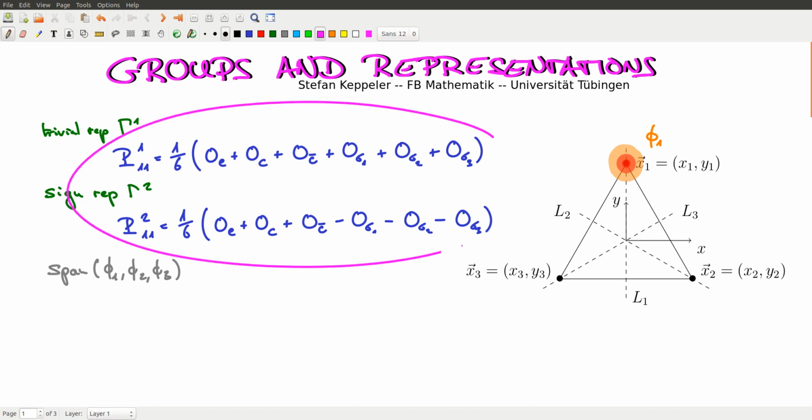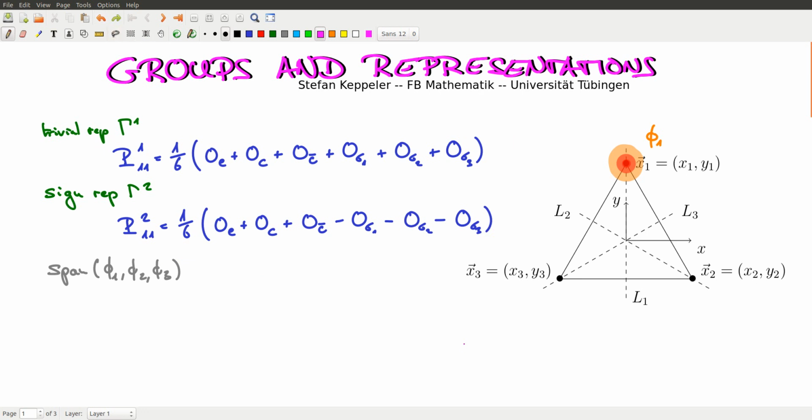Here are two of these generalized projection operators for S3 or D3, the symmetry group of the triangle. And let's use these in order to decompose, say, the span of these functions phi. The functions phi are, say, Gaussians that sit on the corners of the triangle. So phi 1 here sits in corner 1, and then the O operators would just move the Gaussian from corner to corner.